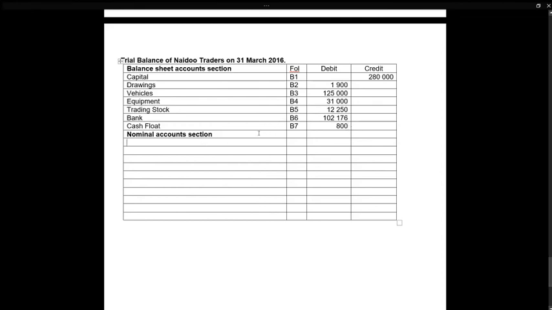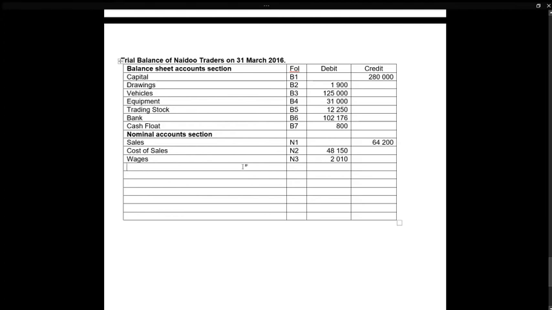Now nominal account section, exactly the same. First will be sales, that was nominal account section account number 1. We had a credit balance of 64,200, or should I rather say a credit total. Then cost of sales N2, it was a debit balance of 48,150 Rand. Then we had wages N3, 2,010 Rand.